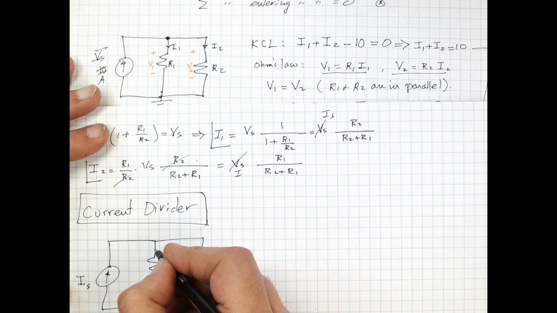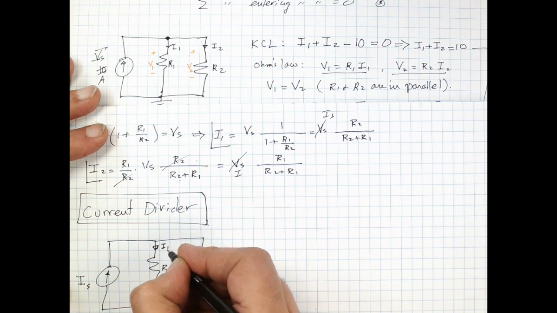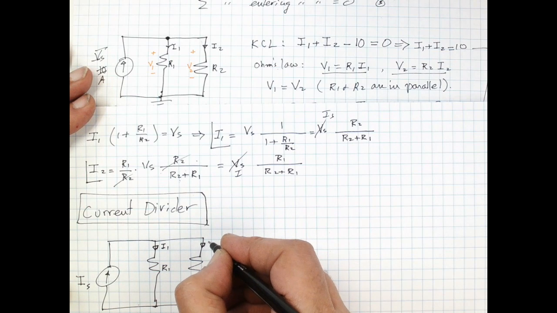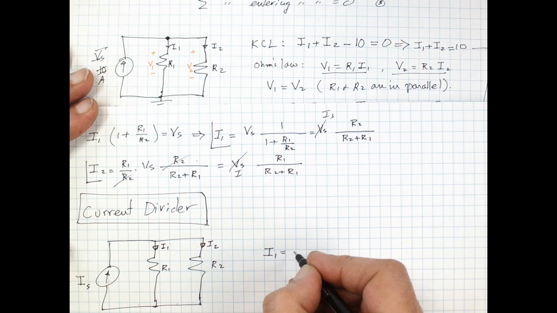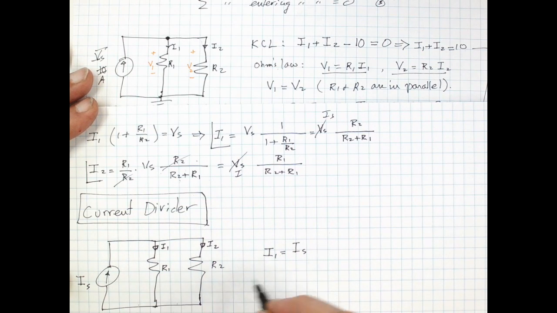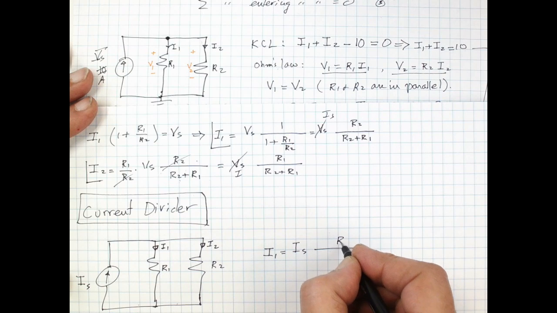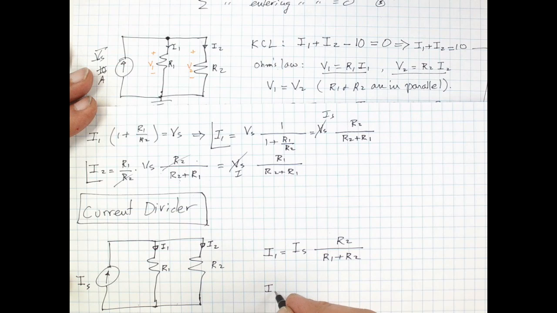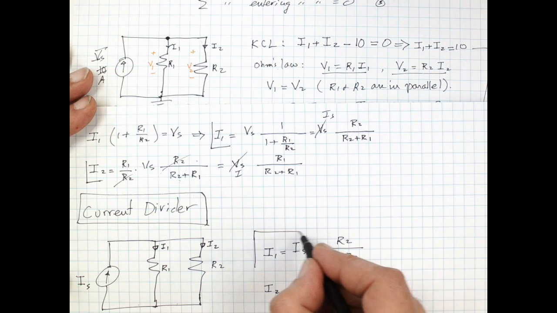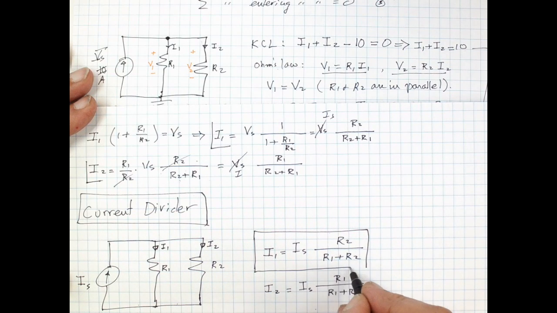So I1 flows through R1 and I2 flows through R2, and we have the following result, that I1 is equal to IS, which is the value of the current source, times R2 divided by R1 plus R2. And finally, I2 is equal to IS times R1 over R1 plus R2. So this is how the current divides between the two resistors in a current source.